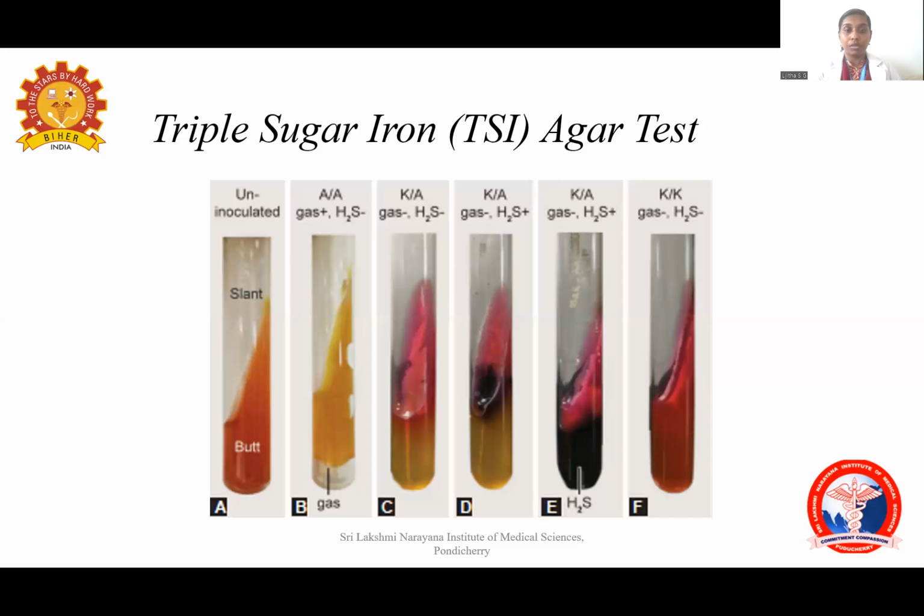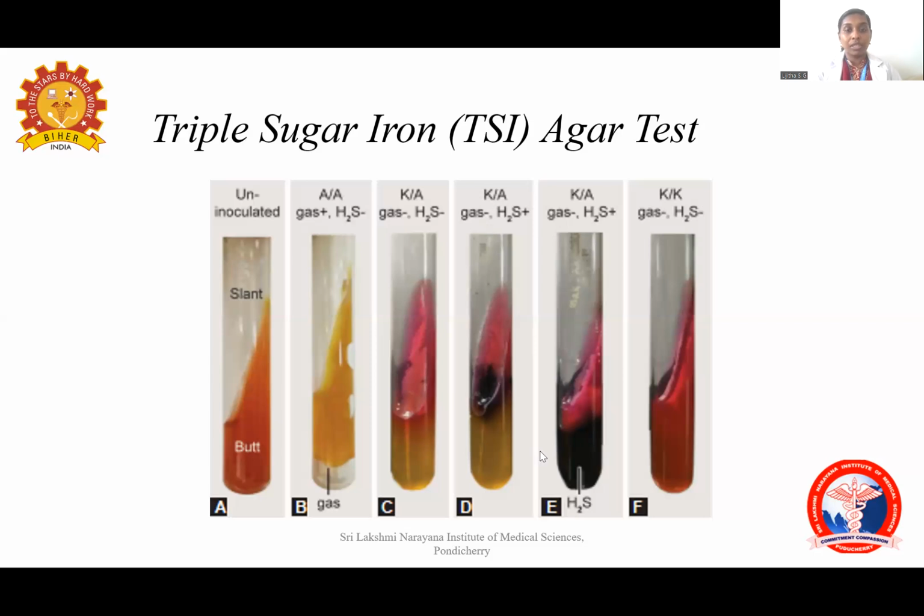That is why the butt is showing an acidic reaction, but the slant is showing an alkaline reaction. In the initial part, because of the glucose fermentation, some amount of acid will be produced. So in the initial few hours, the slant may appear fully yellowish. But we are incubating it overnight, that is around 16 to 18 hours.